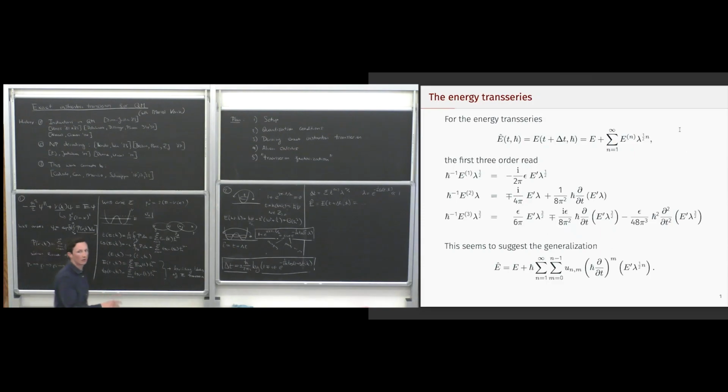So what I want to show you now is that this relation turns out to hold. So this is the expression for the energy transseries. I want to derive this thing, and I want to show you that we can also determine these coefficients u and m. And for that we use something called the Lagrange inversion formula. So that will be the third part now of the talk.